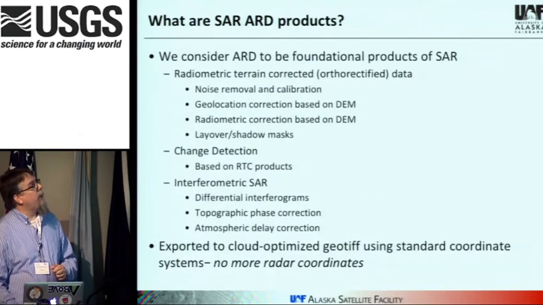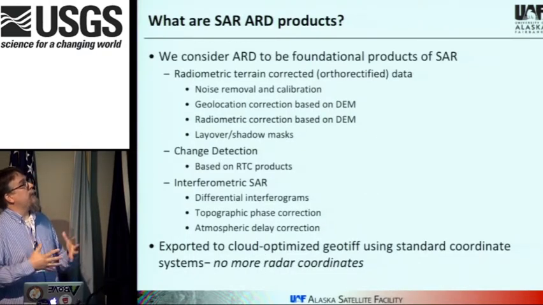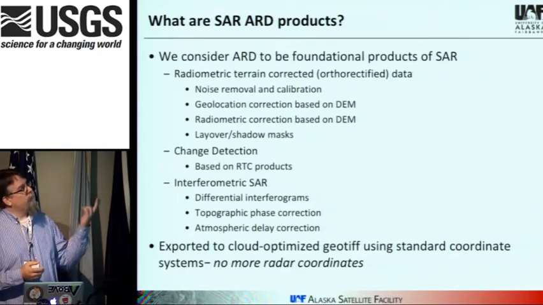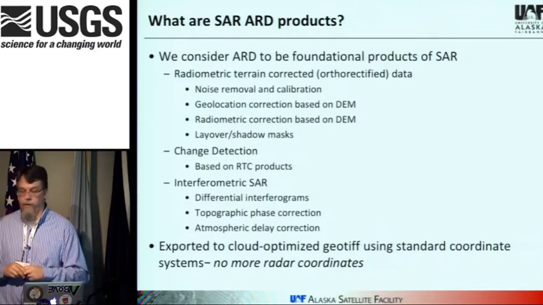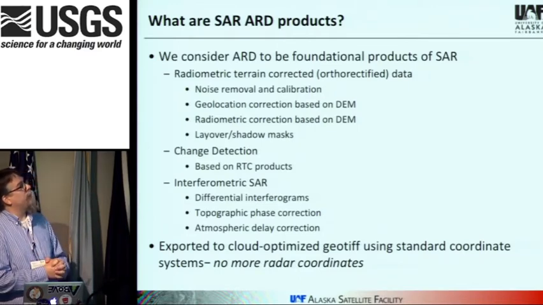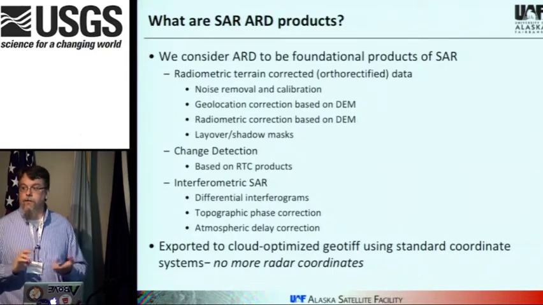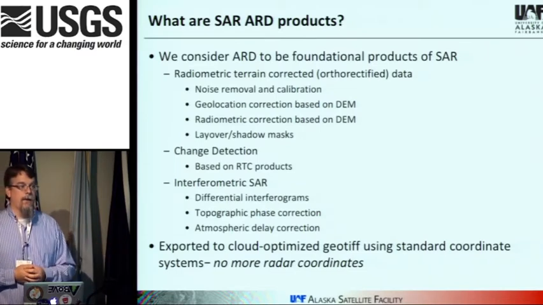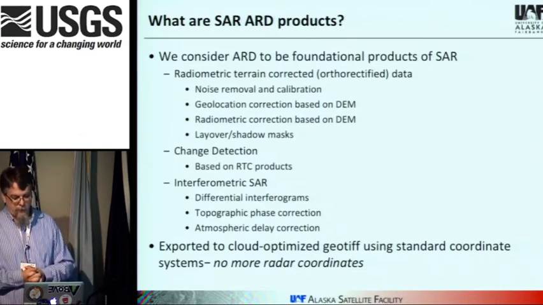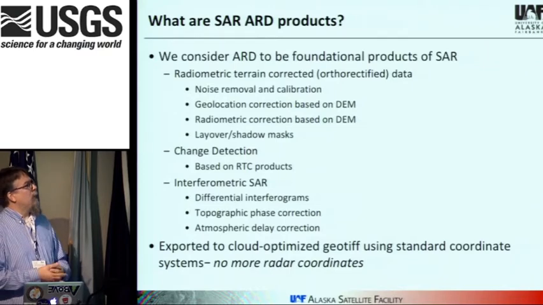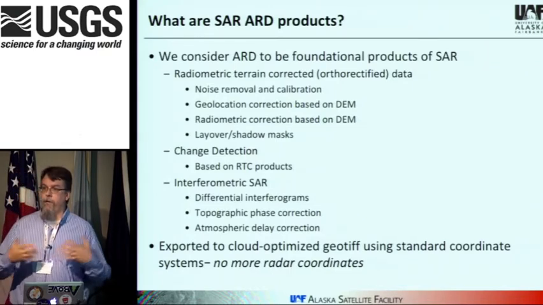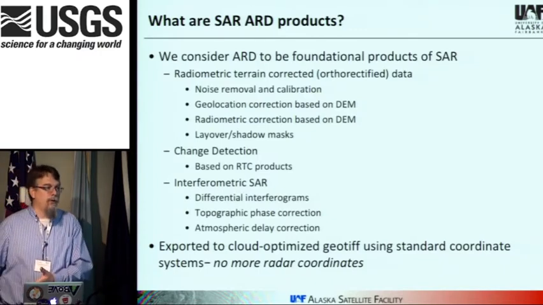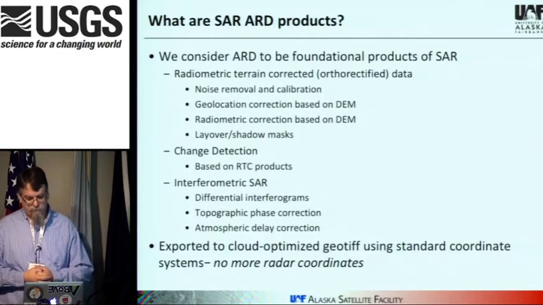And so what we're heading toward is what we consider to be foundational products or analysis-ready data products. And these are radiometrically terrain corrected. I don't know why we have to call it that. It's really an orthorectified and radiometrically corrected image. Has the noise removed, is calibrated, so now we can look at a time series, and that time series means the same thing across many, many steps. We correct the geolocation, we correct the radiometry, and we provide mask information. So we provide quality information telling you where the data are no good, where you shouldn't use them, where you can and where you can't use them.